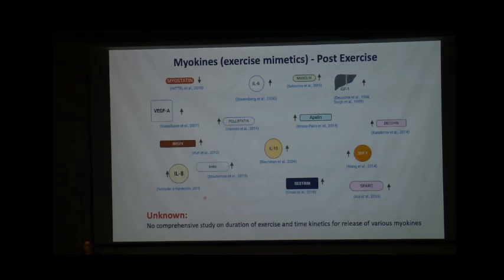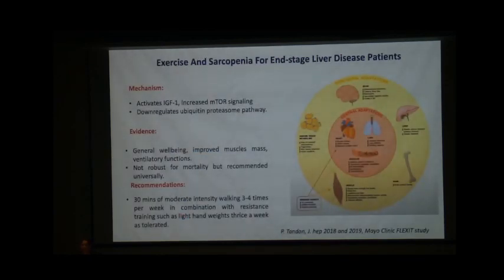But till date, we do not have a comprehensive study on duration of exercise and time kinetics for the release of various myokines. So till now, exercise is considered to be one of the best remedies for sarcopenia, for end-stage liver disease, because it activates the insulin growth factor and increases the mTOR signaling, downregulates the ubiquitin proteasome pathway. So evidence is it is good in general well-being, it improves muscle mass, ventilatory function, but there is no data on robustness of mortality, but recommended universally.